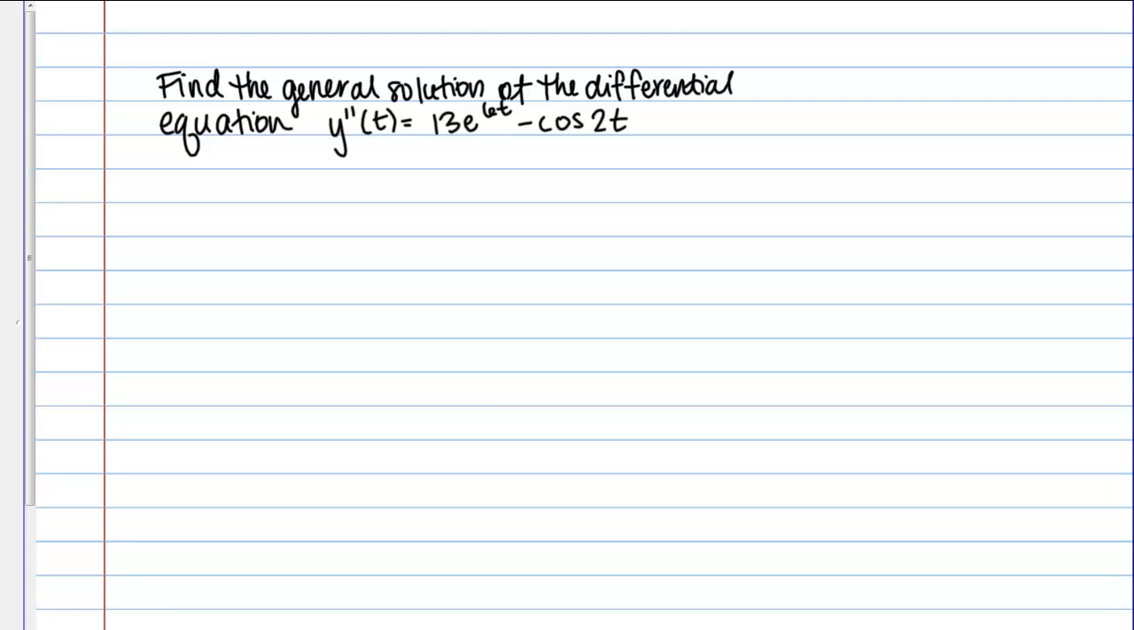So how am I going to approach this problem? Well, remember my goal is to solve for y of t. Now what I'm given here is the second derivative. So what I want to do is integrate to find the first derivative, and then integrate again to find the original function y of t. So that's what we're going to do here. Let's start by integrating both sides of the equation.